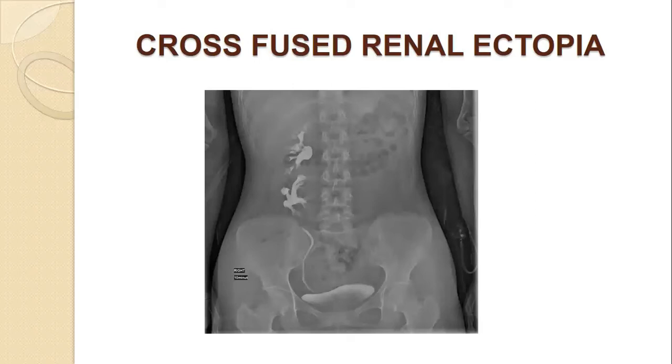Yes. So it seems that the left kidney has migrated from the left side to the right side. So what is the insertion of the ureter of the left kidney, the cross-fused ectopic kidney? It seems to be on the ipsilateral side, not on the contralateral side, because there is no contrast seen on the contralateral side. A single ureter is opacified just on the right side. So usually I think it's on the same direction, isn't it, sir?